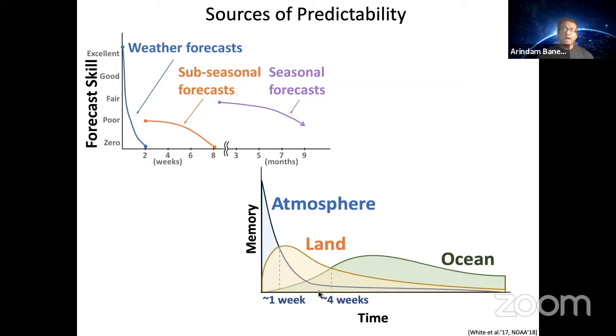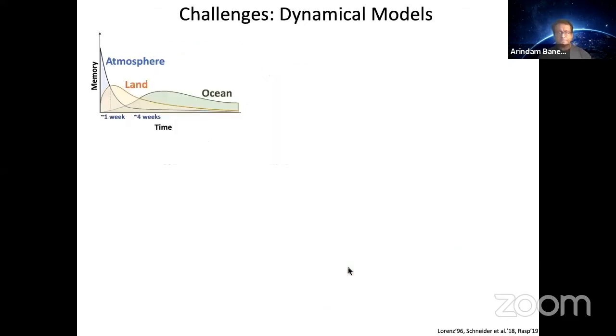So you have probably a little bit of the atmosphere's lingering memory, and the land comes into play, and the ocean should also be helping, and so on and so forth. So it is a mix of all of these rather than just atmosphere for weather and ocean for seasonal. That makes it a little bit interesting. Now, let's try to understand why subseasonal is difficult for dynamical models like physics-based models, which are the basis of numerical weather forecasts. And then we'll also understand why it's difficult for machine learning.